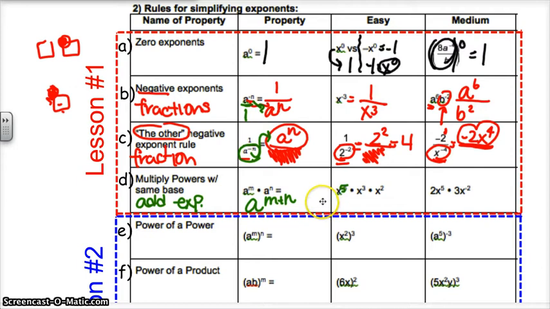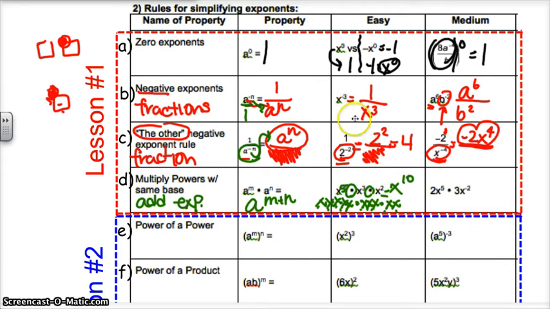So think about what exponents mean for a moment. X to the 5th means x times x times x times x times x. Times x to the 3rd, well there's 3 x's there, times x to the 2nd, well there's 2 x's there. Exponents are repeated multiplication. So how many x's are really here? 1, 2, 3, 4, 5, 6, 7, 8, 9, 10. X to the 10th power because 5 plus 3 is 8 and 8 plus 2 is 10.